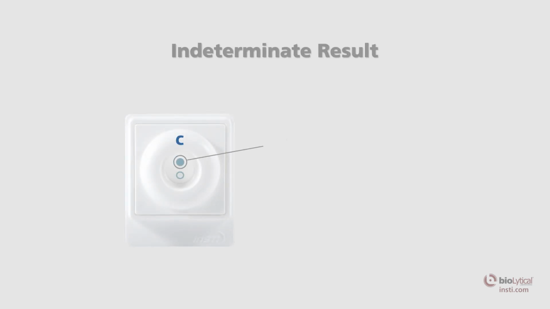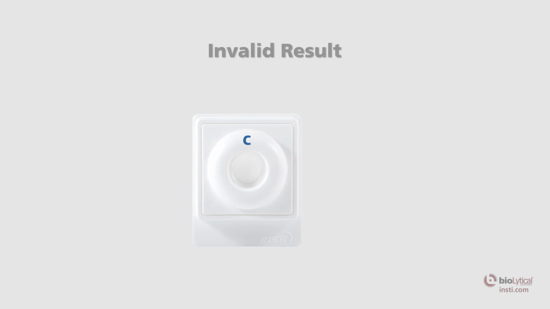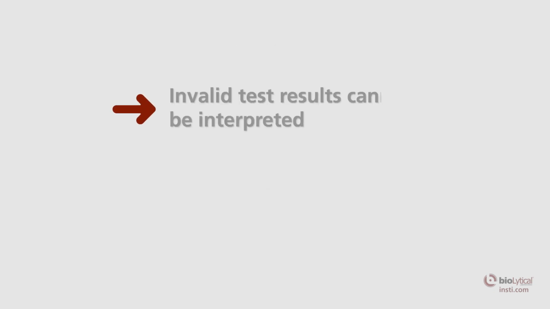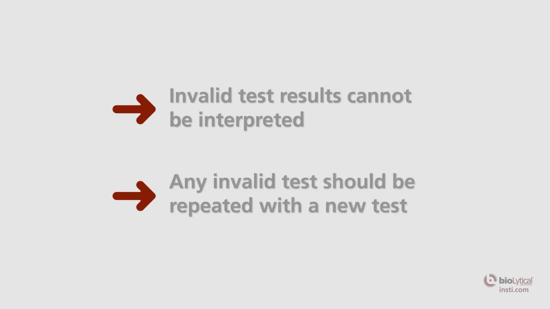Indeterminate result: one control spot and a faint background ring appears in the test area. Following an indeterminate test result, HIV confirmation testing should be conducted. Invalid result: the test is invalid if there is no control spot on the membrane. An invalid test result means that the test was run incorrectly or insufficient specimen was added. Invalid test results cannot be interpreted. Any invalid test should be repeated with a fresh specimen using a new membrane kit, kit components, and support materials.